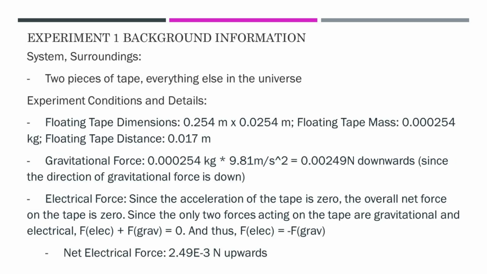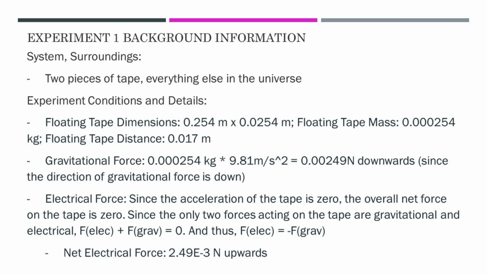The following is background on the physical experimentation of Lab 1, as it is also used in the calculations of Lab 2. In our experiment, the system is the two pieces of tape, and the surroundings is everything else in the universe. The floating tape dimensions are 0.254 meters by 0.0254 meters, and its mass is 0.000254 kilograms. The distance of the floating tape away from the other piece of tape is 0.017 meters.